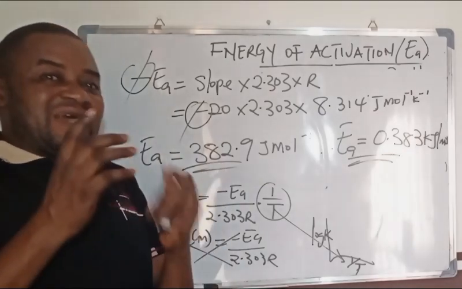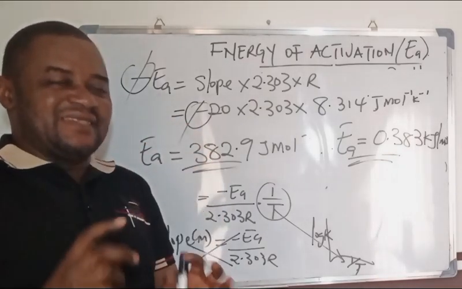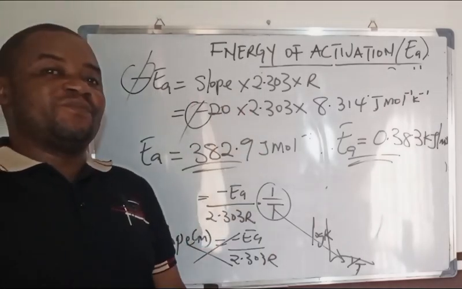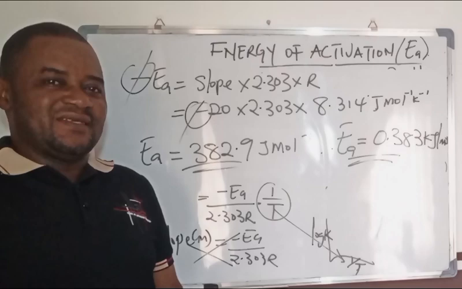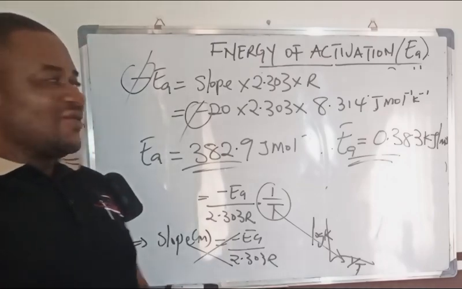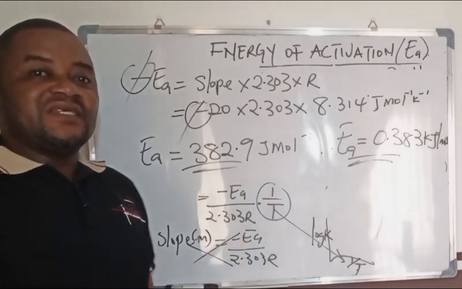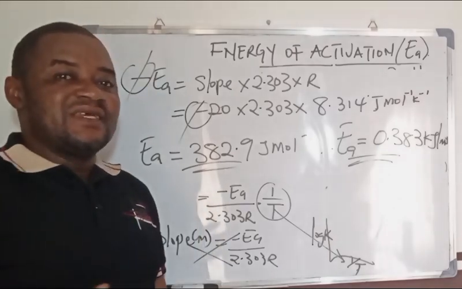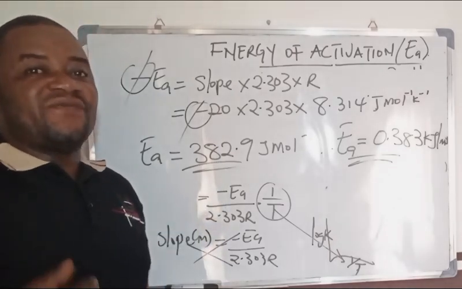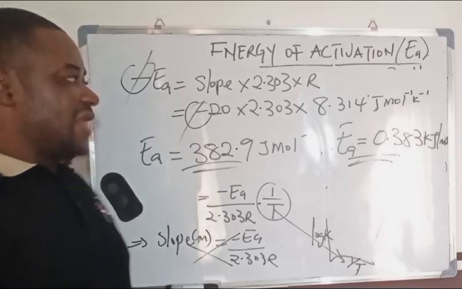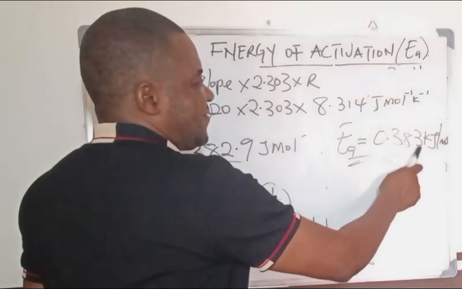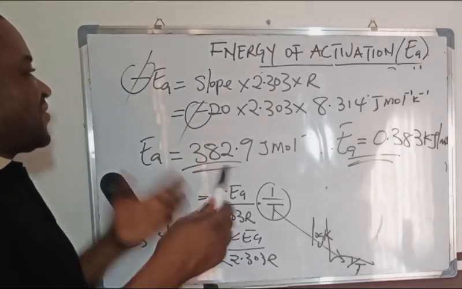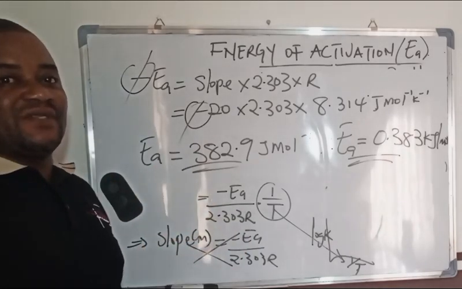And this will give you the extra minimum amount of energy that is required for that reaction A plus B to give you P to take place. That's what it means. So your activation energy, which is the minimum extra amount of energy required for the reactants to effect a reaction, will now be 0.383 kilojoules.